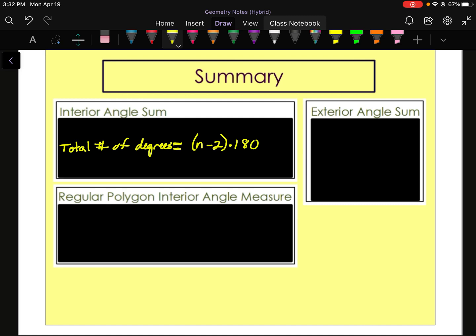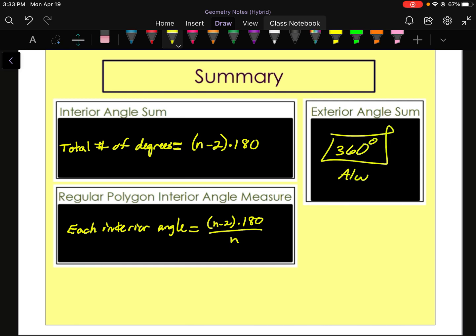If you want to find each specific interior angle, so you have a triangle, for example, you want to figure out how many degrees each angle is. If they're all the same, you take each interior angle, that's going to equal the same starting amount, n minus 2 times 180, but you divide that by the number of sides, and that tells you how many degrees each interior angle is. And then the exterior angle sum is always 360 degrees. It does not matter how many sides your shape has.